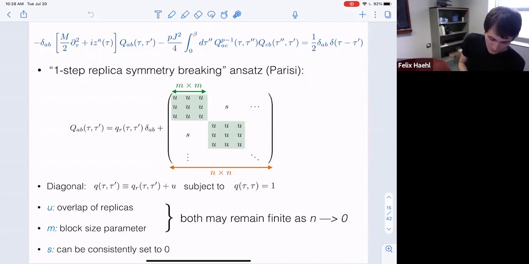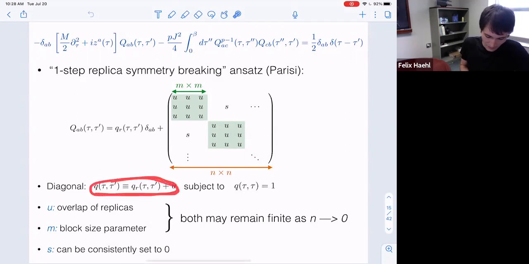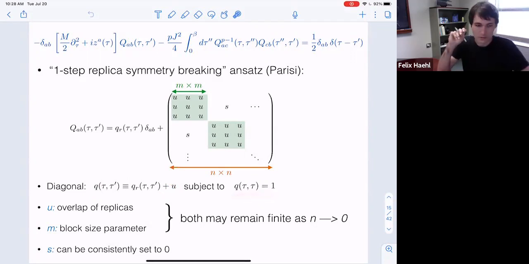The indices A, B run from 1 to n, so this is an n by n matrix. And we split it into m by m blocks along the diagonal, which have this constant value u in them. Along the diagonal of this matrix, you have these entries, which are subject to the boundary condition that q at time 0 should be 1. That's this spherical constraint.